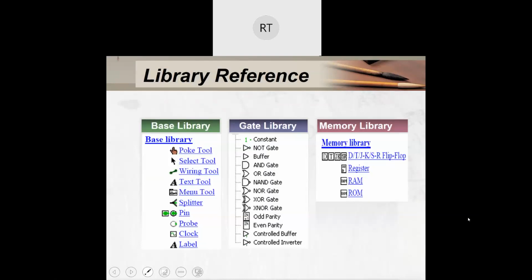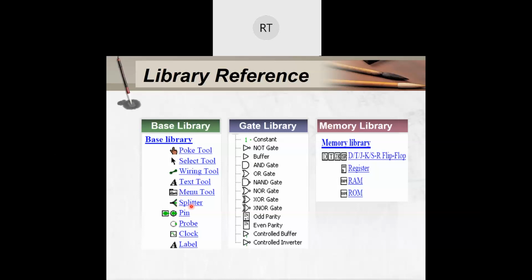So check this please. I went over these, but I'll quickly repeat. That's the poke tool. This is to select. This is for the wiring. This is to write text like X, Y, A, B, XOR. You write the output. The splitter is good if you want to split one wire into 3. We use a splitter, okay?